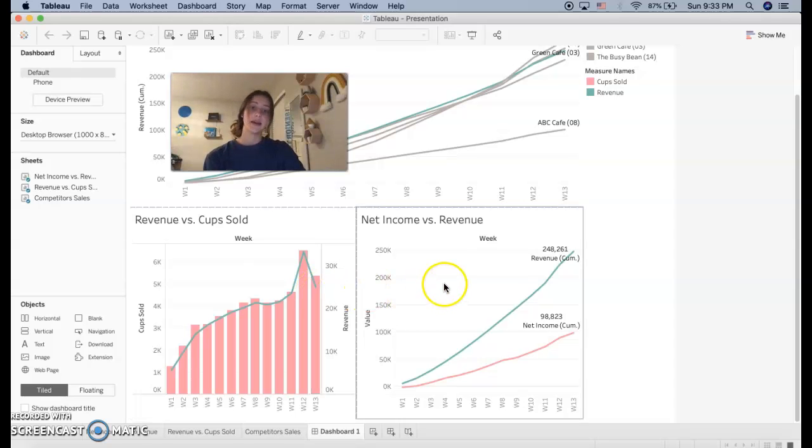For this last one, we had our net income versus revenue. Revenue stayed above our net income through the 13 weeks. It never dropped. It just stayed increasing, both of them. They started really close in week 1, but then as it got to week 13, they just got further and further away, with our revenue being $248,261 and our net income $98,823.